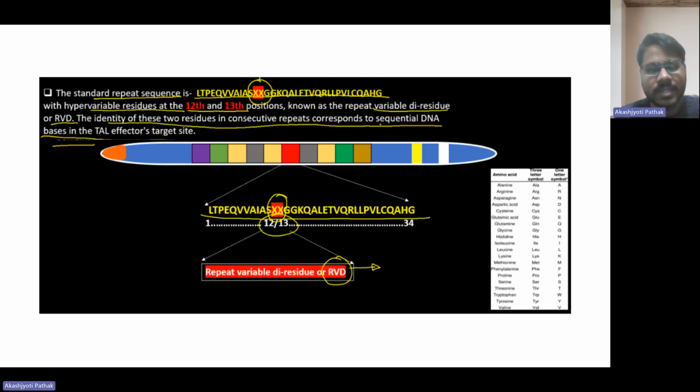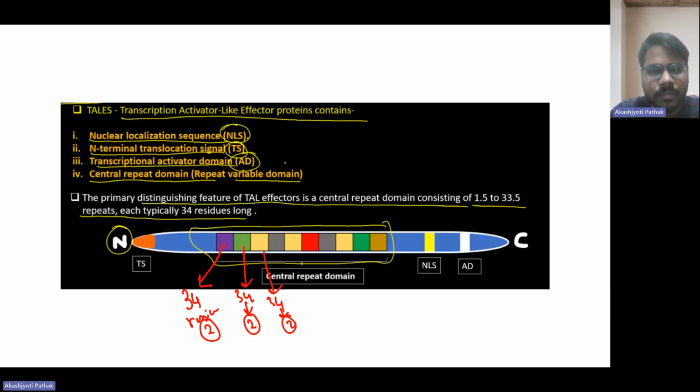What I was explaining has been shown in this figure also. So these are 34 different residues, and the 12th and the 13th residue are hypervariable. So these are also called the repeat variable diresidue, or RVD. And the identity of these 2 residues in consecutive repeats corresponds to the sequential DNA bases in the TALE effector's target site.